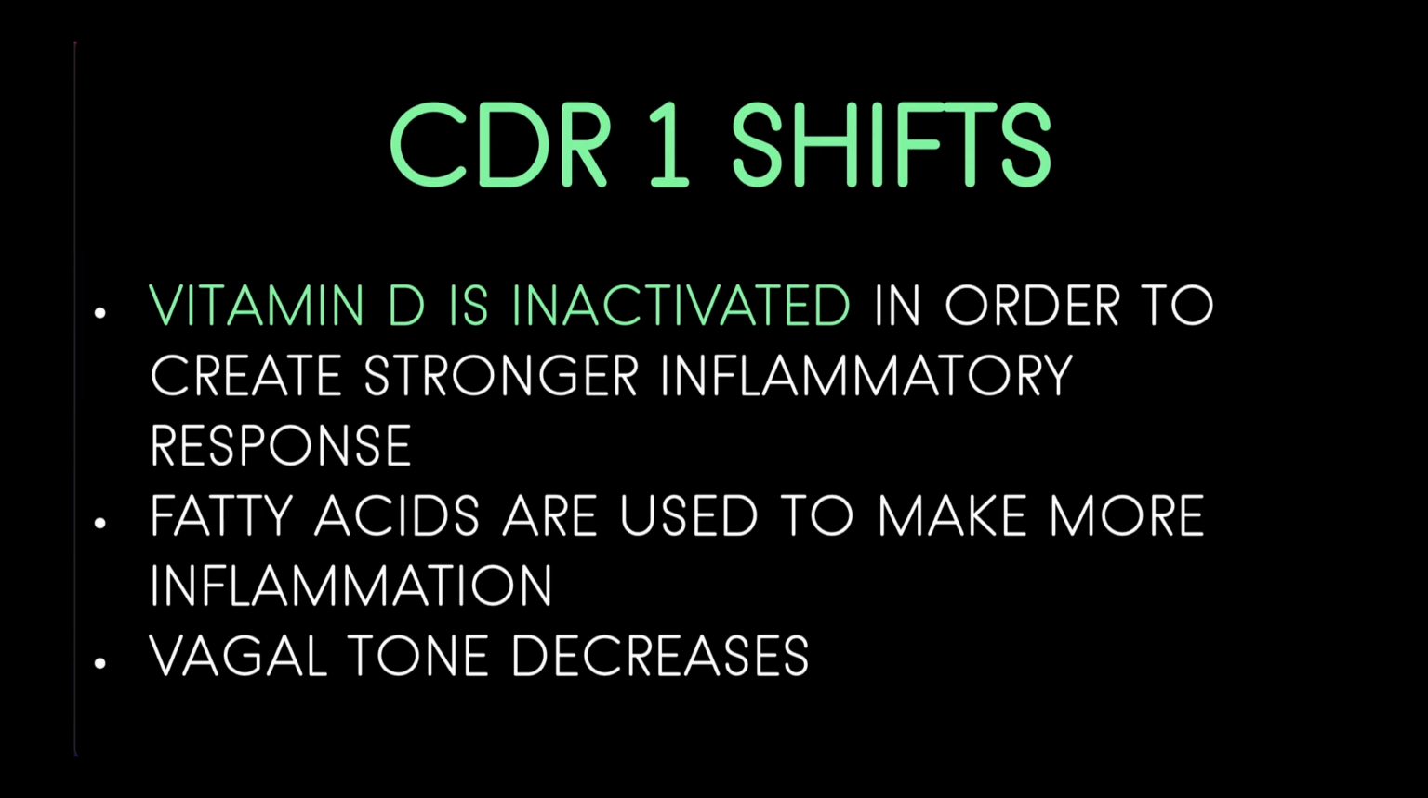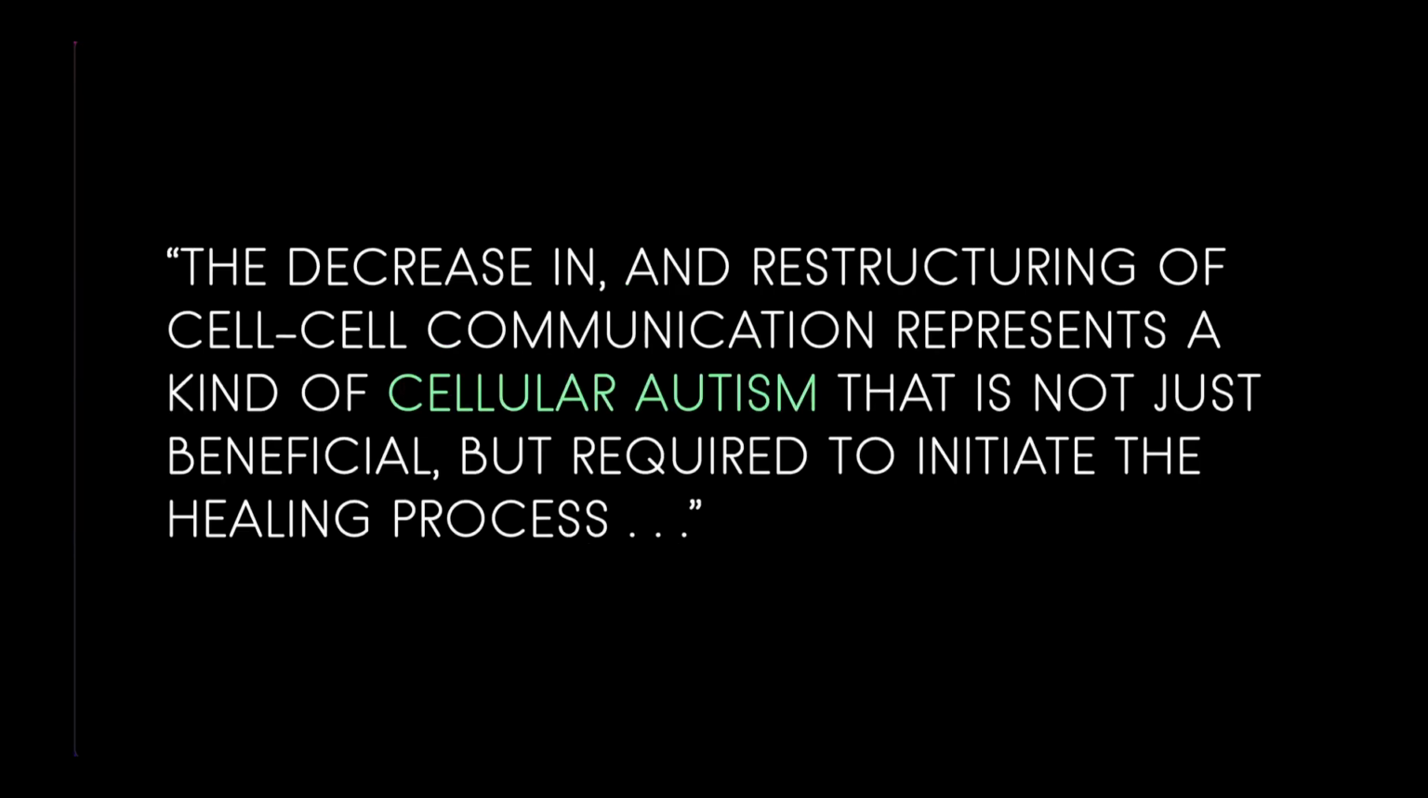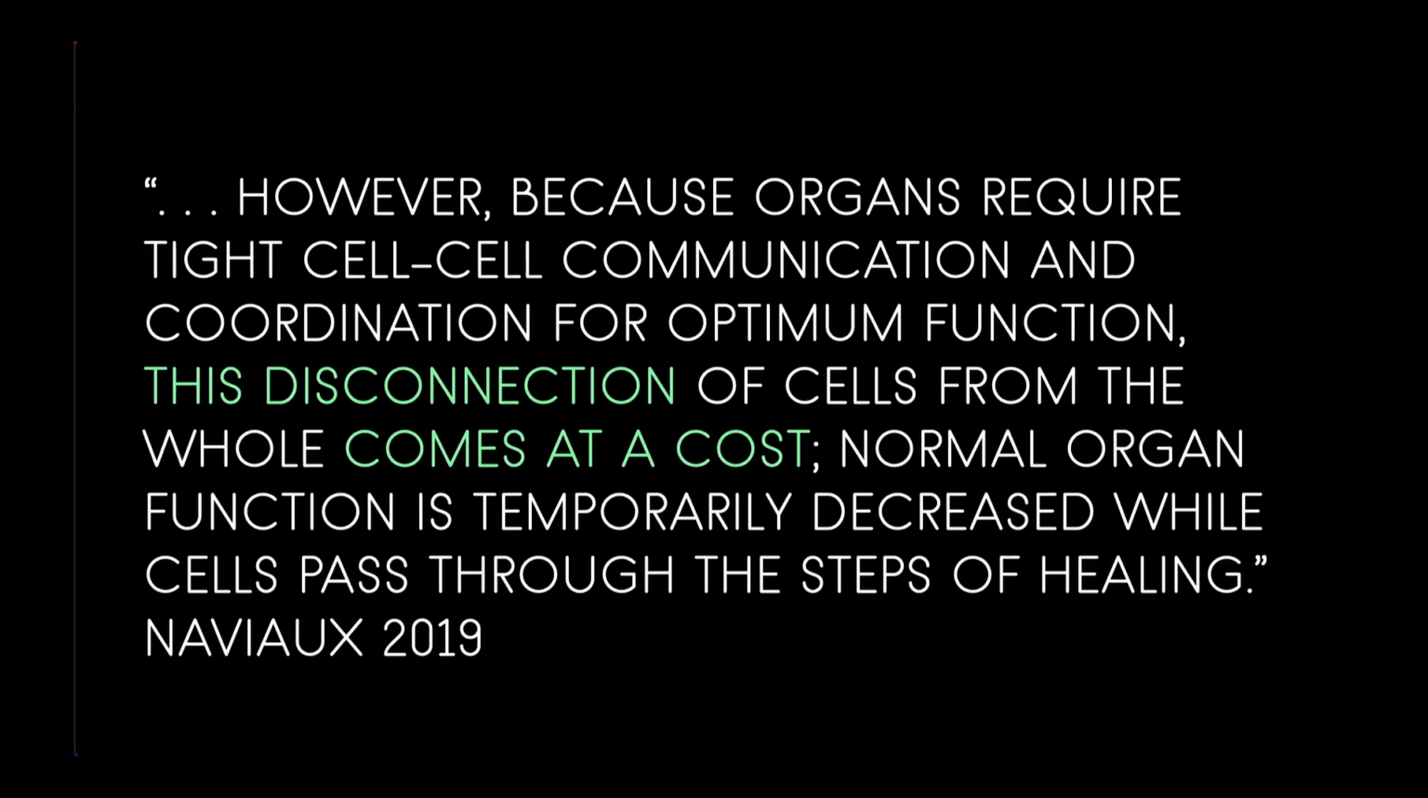But when we are faced with a trigger or a threat that triggers off cell danger response 1, our body intentionally lowers the tone of the vagus nerve. And this is just a quote from one of Bob Naviaux's papers, the key discoverer of the integrated cell danger response. He writes, "The decrease in and restructuring of cell-to-cell communication represents a kind of cellular autism that is not just beneficial, but required to initiate the healing process. However, because organs require tight cell-to-cell communication and coordination for optimum function, this disconnection of cells from the whole comes at a cost. Normal organ function is temporarily decreased while cells pass through the steps of healing."